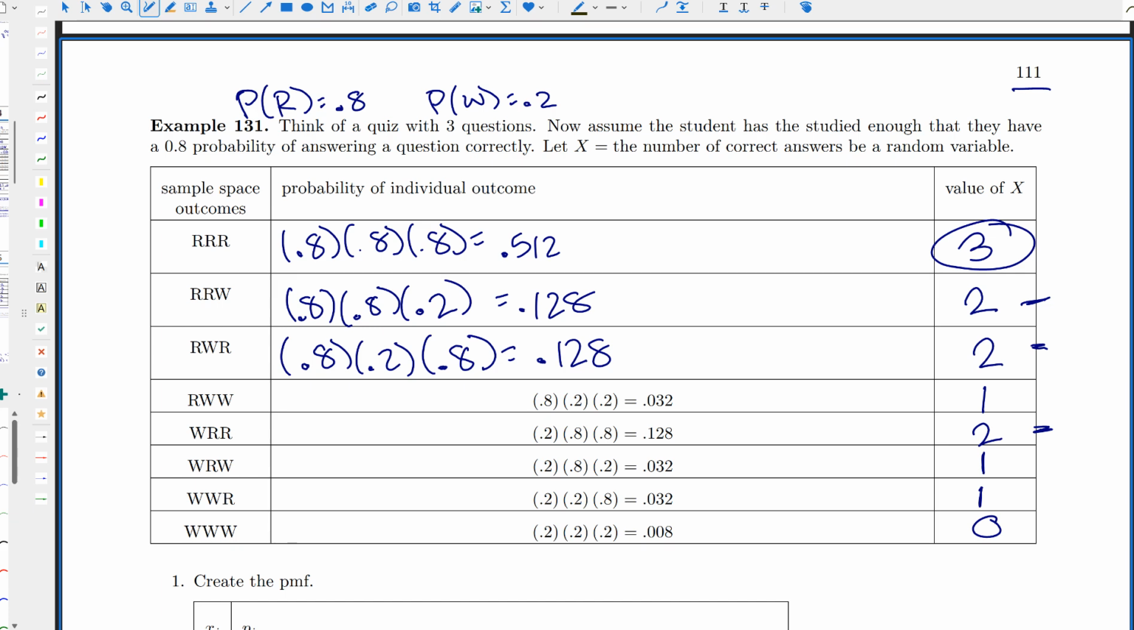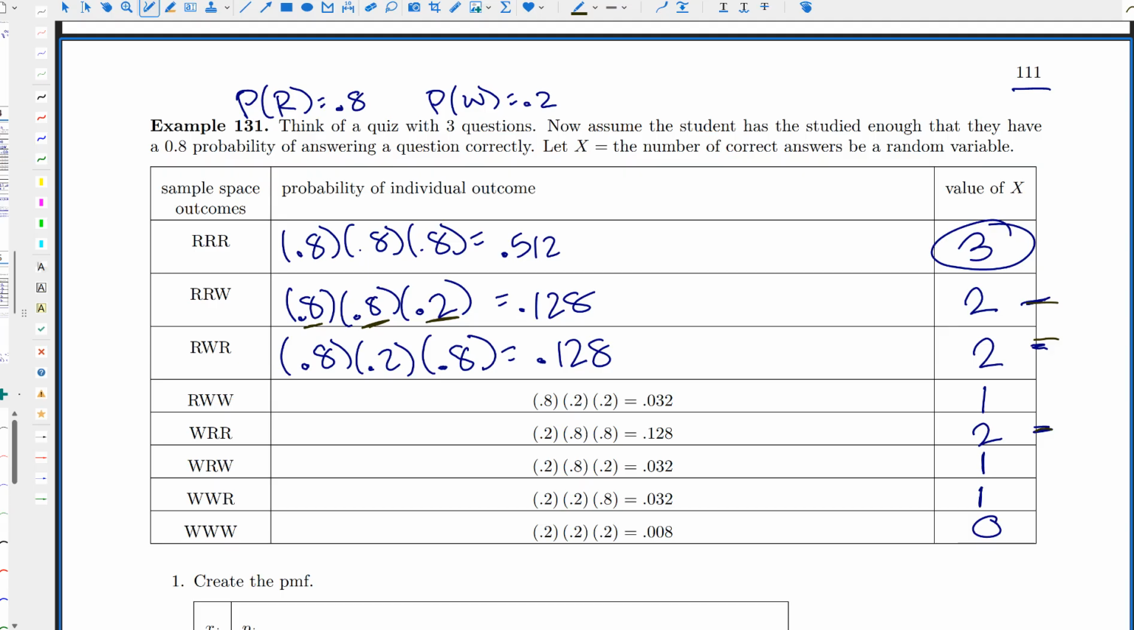But if you wanted a value of 2, you had to figure out there were 3 different ways that I could get a value of 2. So that's the binomial coefficient. The n choose x, that's how many ways we could get it. And then if you look at it, to get 2 successes, we had to do probability of success times probability of success times probability of failure.